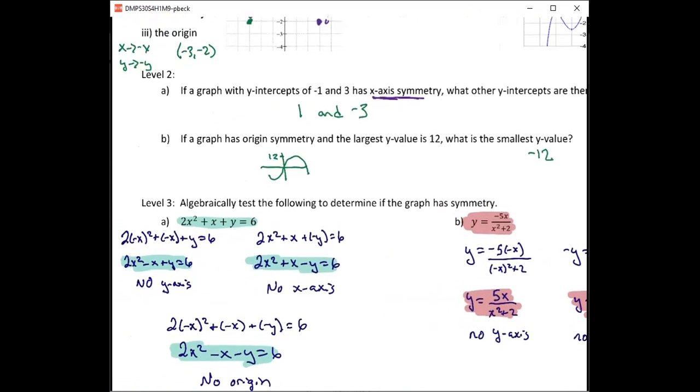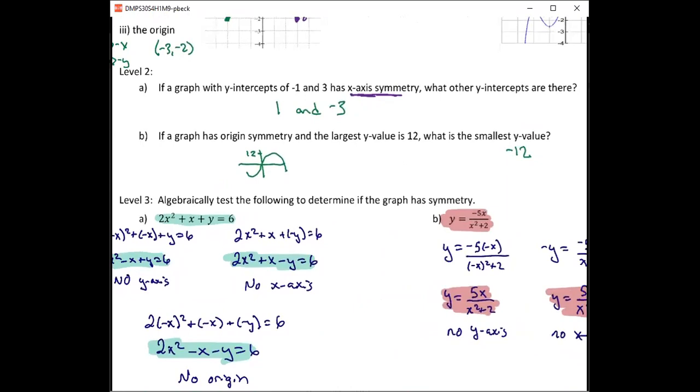For part B, if a graph has origin symmetry and we know the largest y value, then we have the largest y value over here, but the smallest y value over here. And so if the largest y value is 12, then the smallest y value would be the negative of that, which would be a -12.